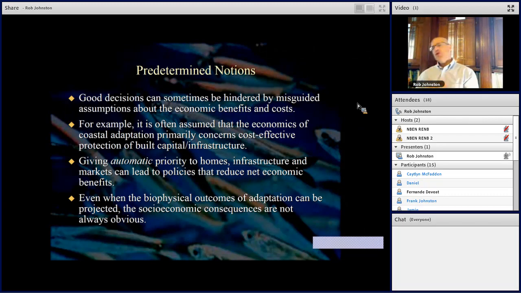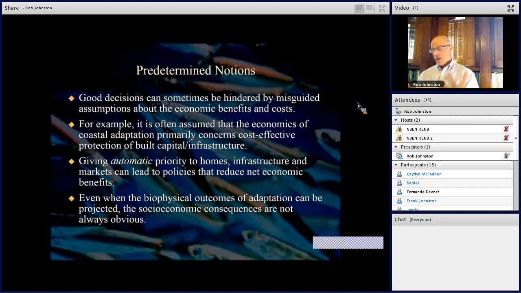And if you do use damage costs as your primary metric of estimating, say, the benefits of protecting a coastal area, then effectively what you're going to do is automatically give preference to protecting built stuff, even if protecting natural stuff, in effect, is more valuable to society. And in doing that, giving automatic priority to protecting the built stuff, right, homes, infrastructure, market goods and services, can lead to policies that actually make society worse off, right?